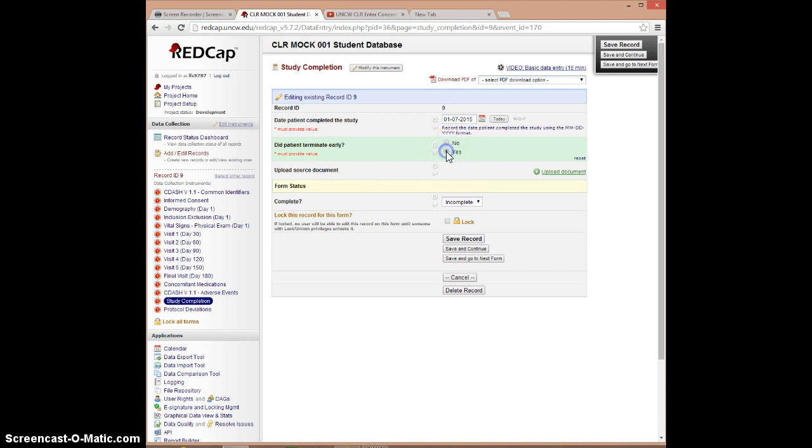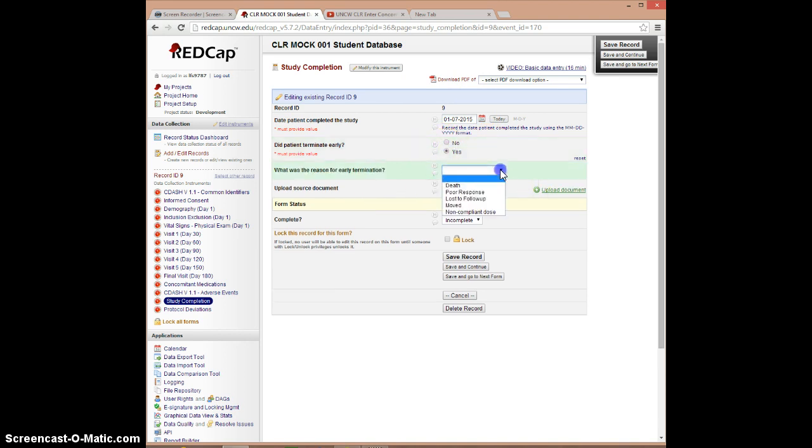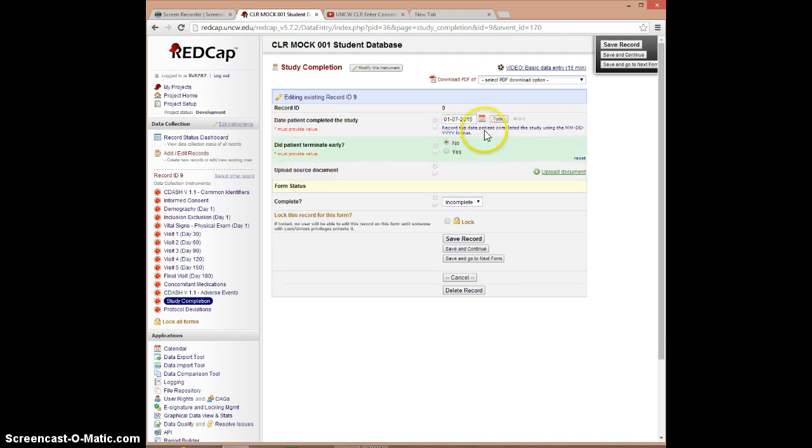If we had said the patient terminated early, it would give us a drop-down menu, and that menu would give us a series of choices for whether the patient terminated because they died, they had a poor response to the study drug, they were lost to follow-up, that happens a lot, they just stopped coming in and they won't return your calls, they moved, so they couldn't continue with the study, or they were non-compliant with the dose. In this case, I want to leave an inconsistency in here, and I'm going to say that the patient terminated early. And we will be done with this document.